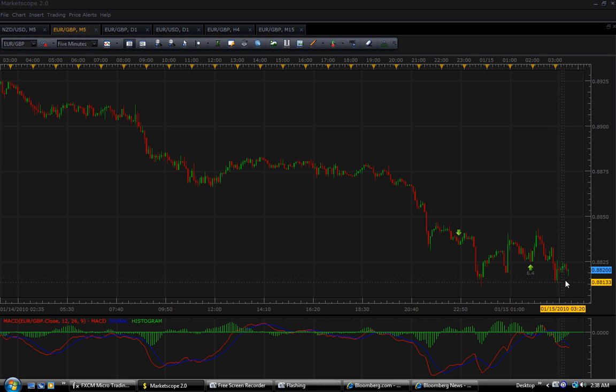Right now, since London has opened, they're still wondering what in the world they're going to do. I think it's going to go down. Not just because the moving average tells me so, but that's what's been going on over the past few weeks. Well, actually over the past few days with the Euro GBP.